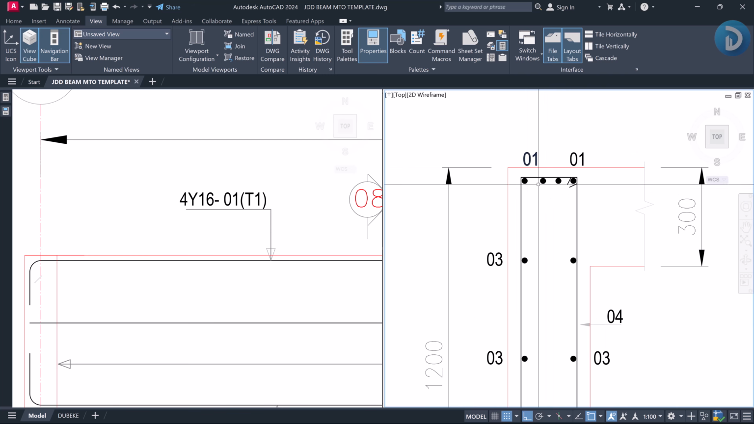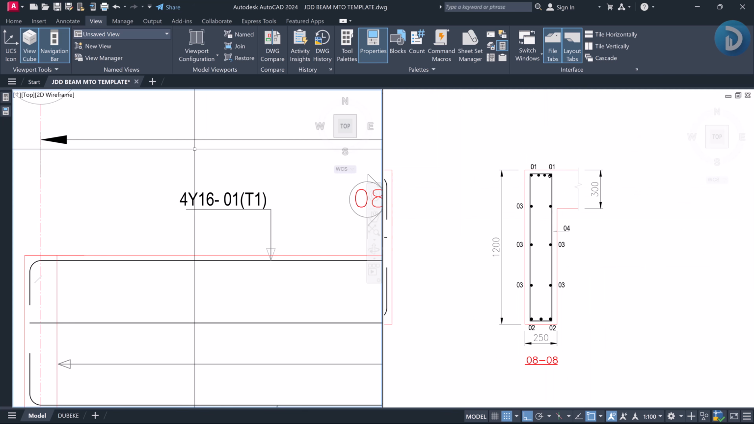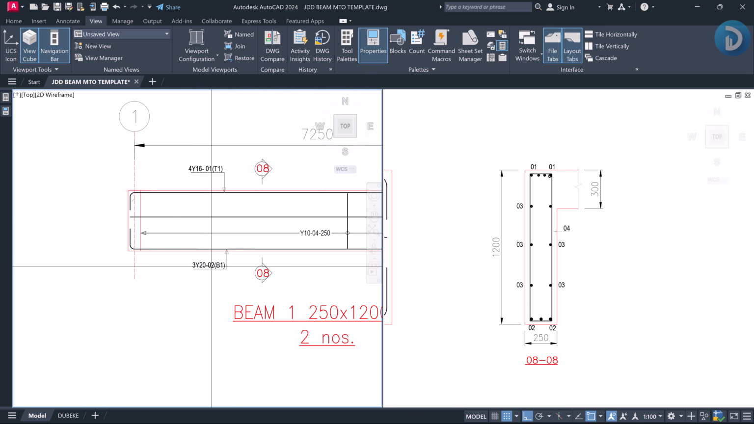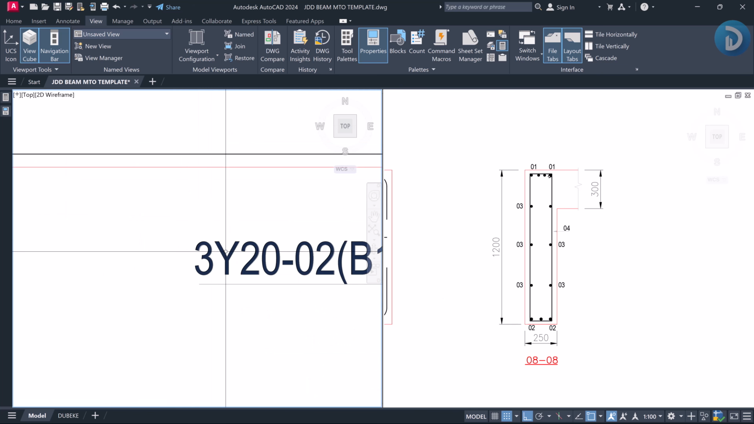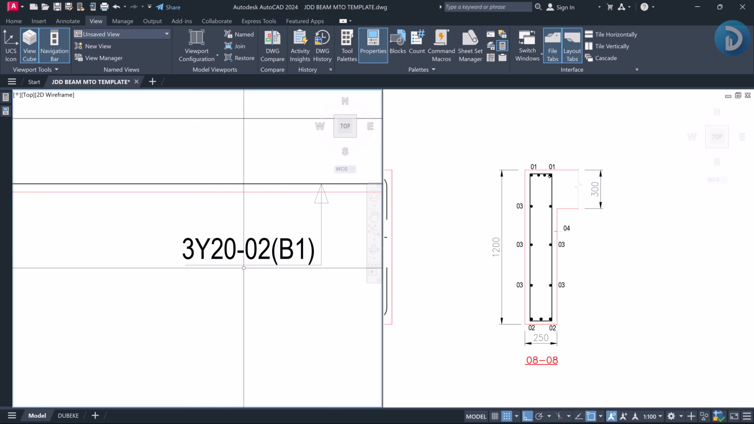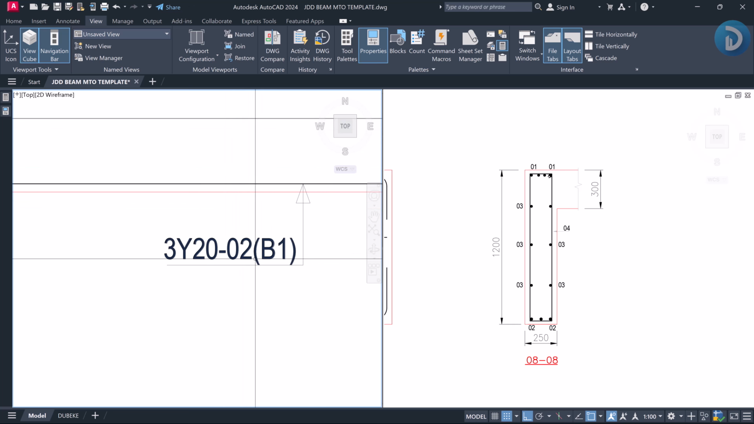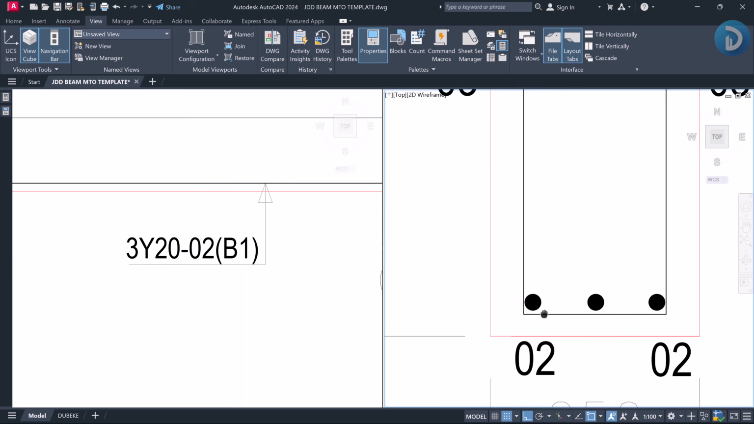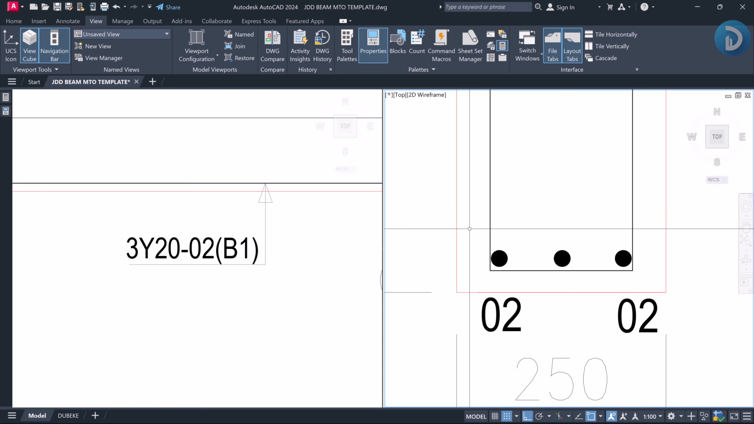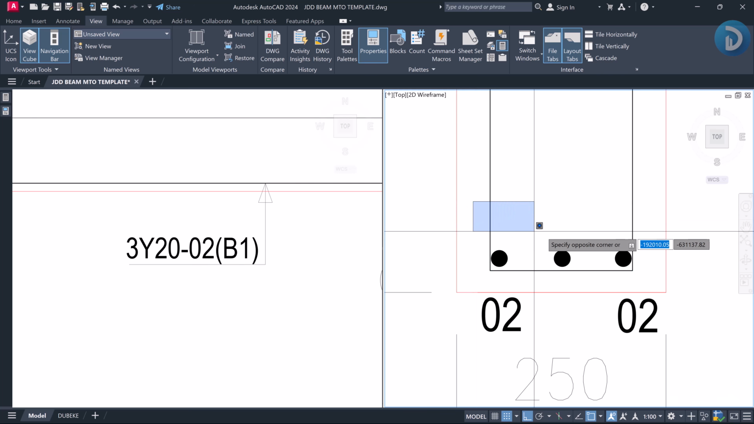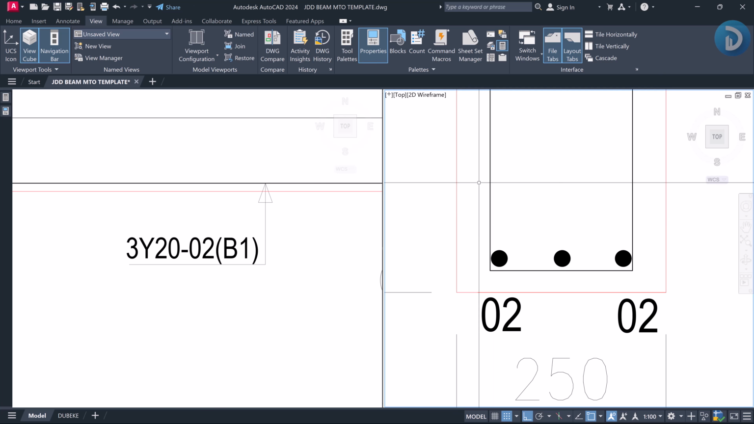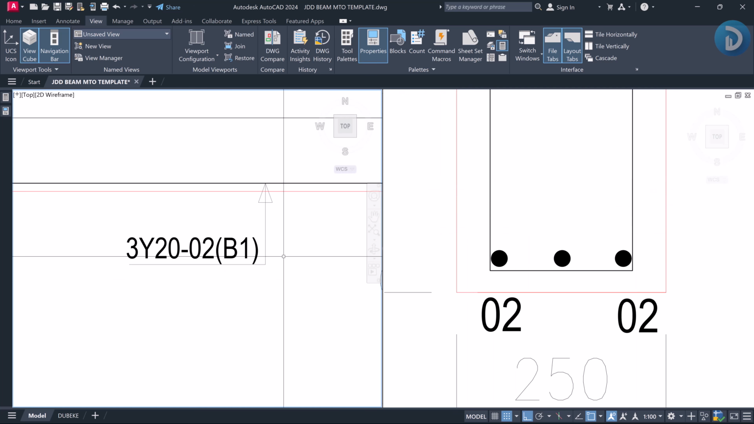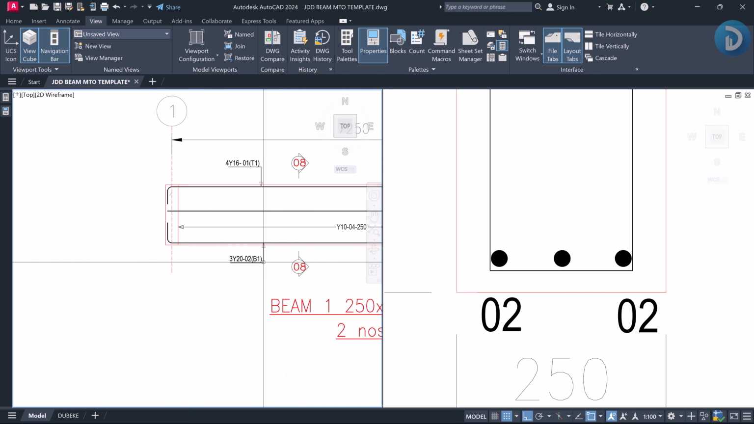Okay, so we move on to bar mark 02, and that is our bottom bar. So we have three numbers of diameter 20 reinforcements, y20, having a bar mark of 02, and it is at the bottom layer 1 of our reinforcements. Also considering the fact that we can have more layers still at the bottom level. So this is the second reinforcement in this beam.